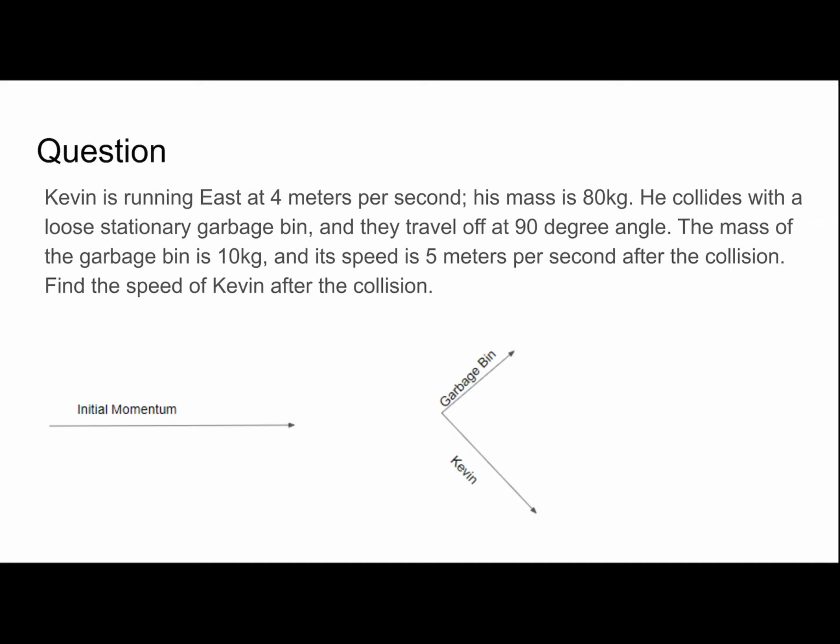After the collision, okay, so we are told that Kevin and the garbage bin move off at 90-degree angles. We have displayed that in diagram number 2. So the garbage bin and Kevin, they form a 90-degree angle. And we know that the speed of the garbage bin after the collision is 5 meters per second, and its mass is 10 kilograms. So now we need to find the speed of Kevin after the collision. So pause the video and give this question a try, and when you're ready to see the answer, keep watching the video.